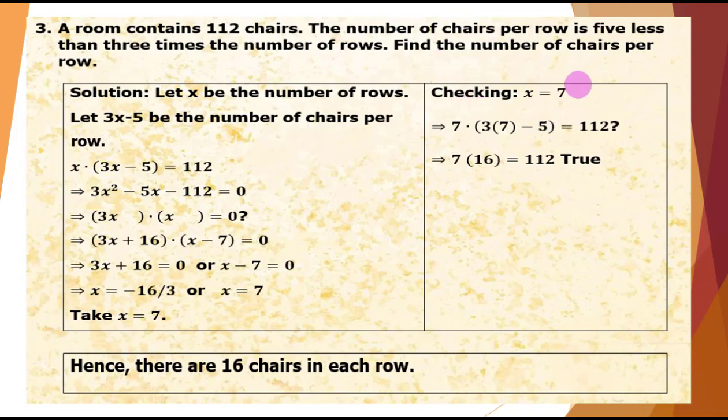Why? We have 7 rows. So 3 times 7, that's 21, minus 5, it's 16. So we answered what is asked in the problem.